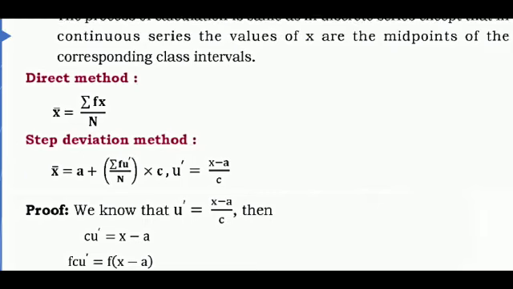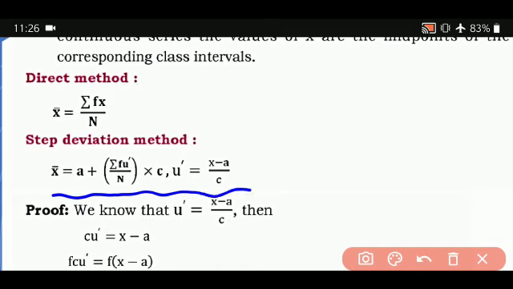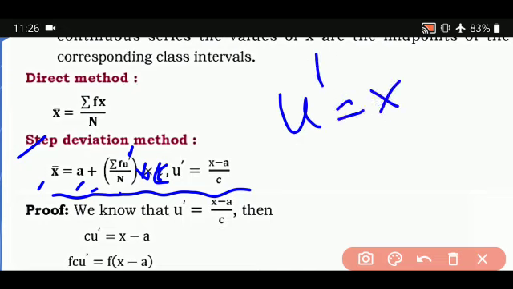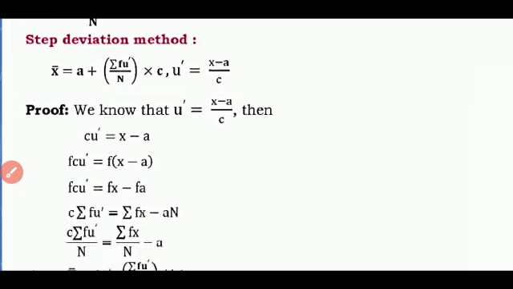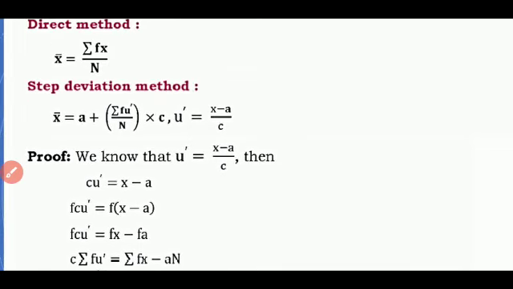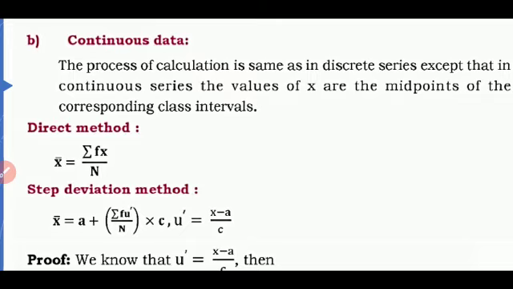Because you have a class interval, the formula will change by only one step, and this is known as the step deviation method. What is the formula you have to remember? X bar is equal to a plus summation fu dash divided by N, into c. Now why does this c come? Because you have the class intervals, that is nothing but the width. So here u dash is equal to x minus a divided by c. X are the different values of x or the midpoints, a is the assumed mean and c is the width of the class interval. Yes, so this is what you have to remember for continuous data.